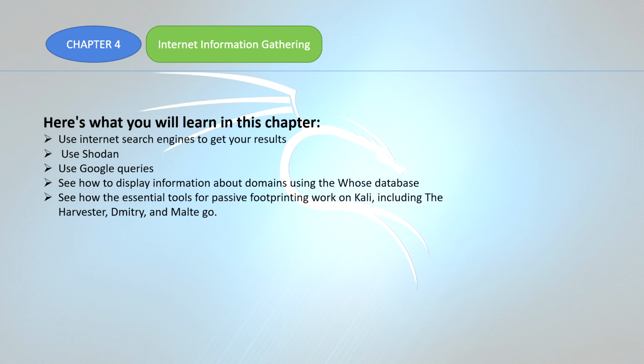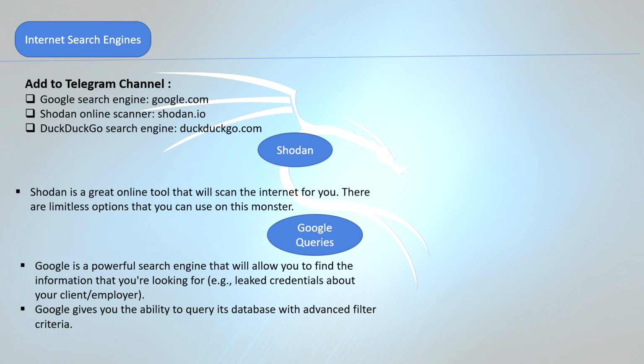Next, the software for open source information gathering. Here, what you will learn is the software. Use the internet search engine to get your results. Use Shodan. Use Google. See how to display the information about the domain. Whois database: see how it is an essential tool of Kali Linux.